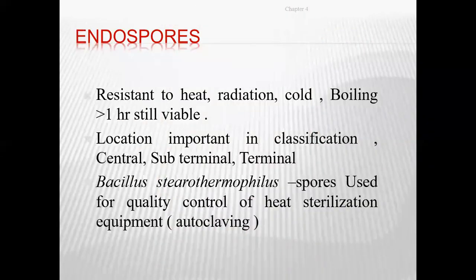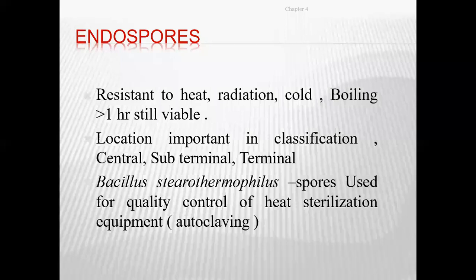Now we study the endospore. Few bacteria have a spore as a structure, such as in the genus Bacillus and members of the genus Clostridium. Bacillus is aerobic bacteria, while Clostridium is obligate anaerobe.